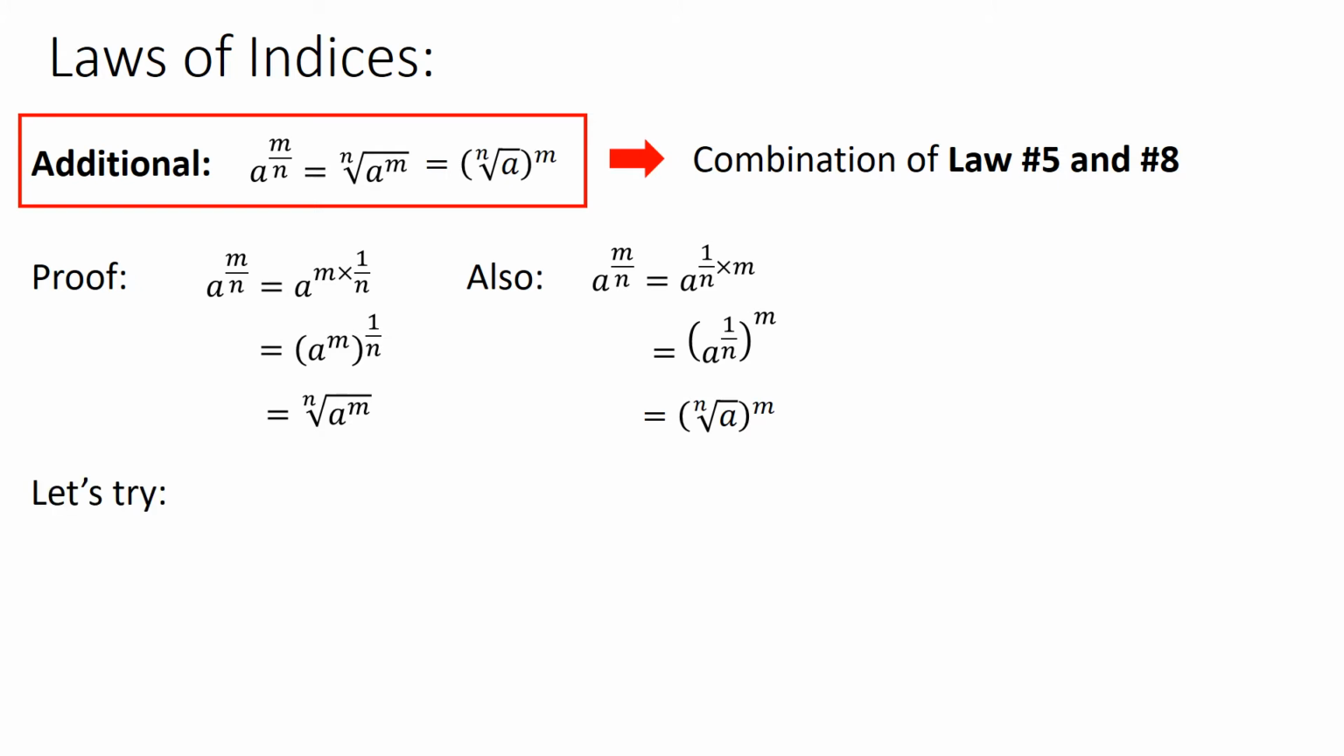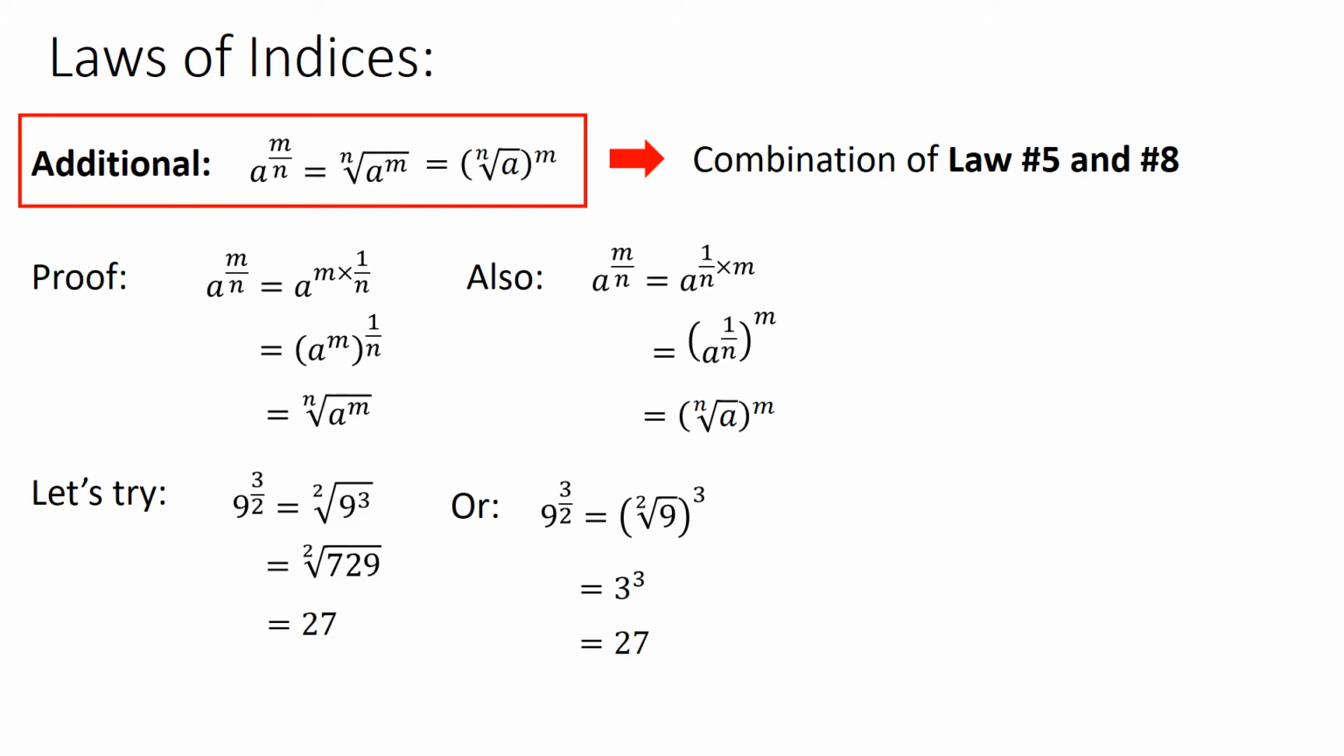Let's try with numbers. 9 to the power 3 over 2 equals surd 9 cube, which is surd 729, and the answer is 27. Or we can rewrite, it becomes 9 to the power 3 over 2 equals surd 9 cube, which will give us 3 cube, and the answer is 27.